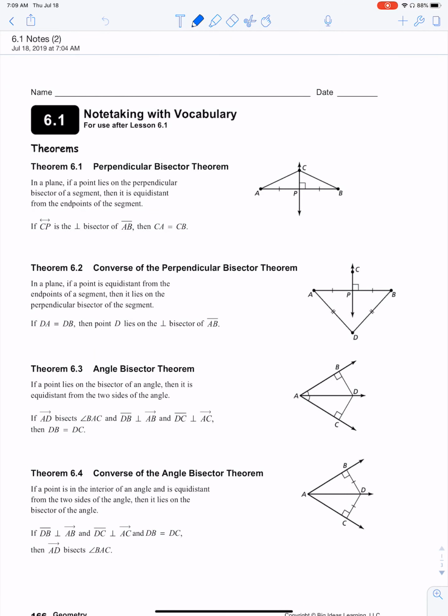Hey guys, so today we are learning about the perpendicular bisector theorem. Basically what it states is that if a point lies on the perpendicular bisector of a segment, then it is equidistant from the endpoints of the segment.